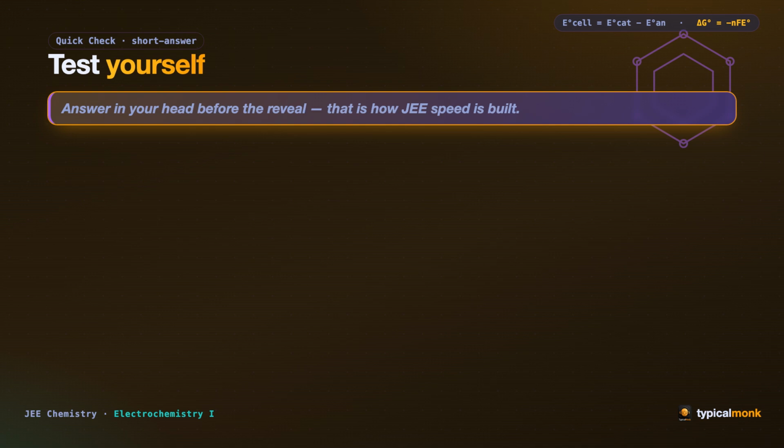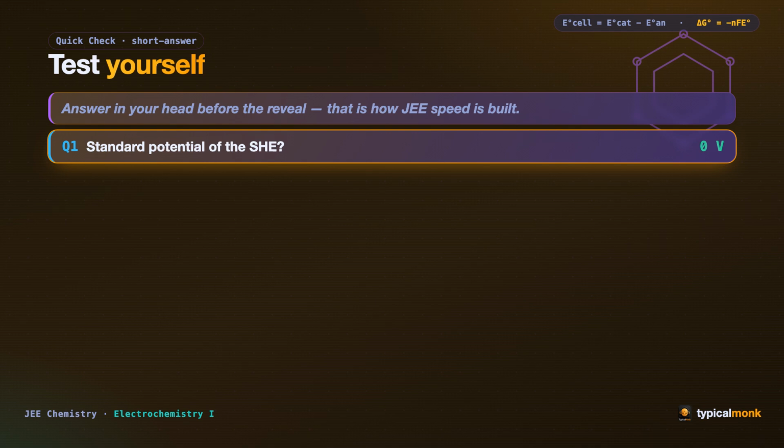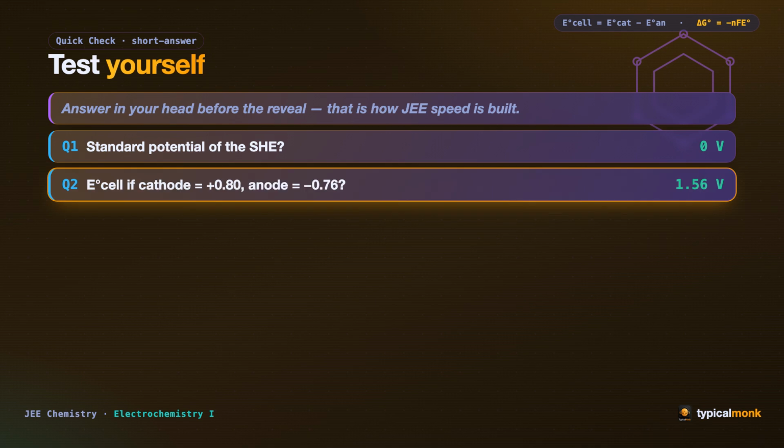Now, test yourself. Answer in your head before the reveal. That is how JEE speed is built. Here we go. Question 1. The standard potential of the standard hydrogen electrode. 0 volt. By definition. Question 2. E cell standard if the cathode is plus 0.80 and the anode is minus 0.76. 0.80 minus bracket minus 0.76, 1.56 volt.